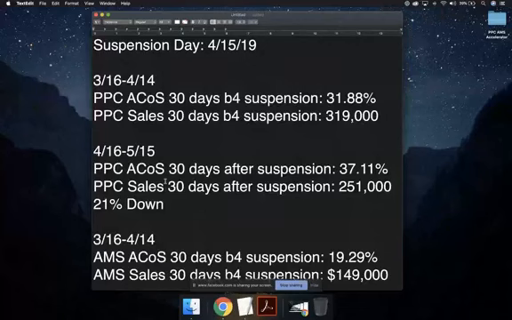Also as a communication to anyone who is either dealing with a suspension or might deal with a suspension in the future. If you run a large Amazon account, this content might be helpful to you to keep in mind if a suspension ever happens to you.